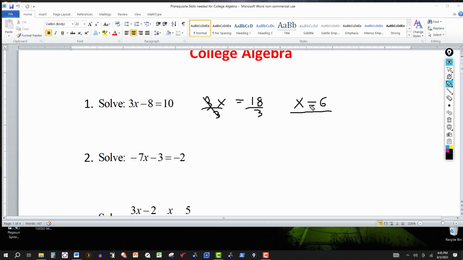And keep in mind, you can always check your answers on this if you have to, or if you want to, or your teacher tells you to check. Put a 6 where the x is. 6 times 3 is 18. Minus 8 gives you 10.